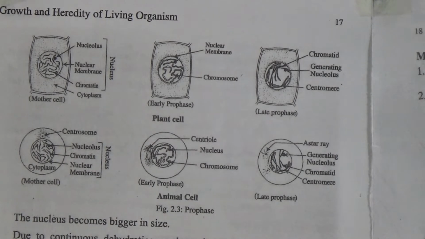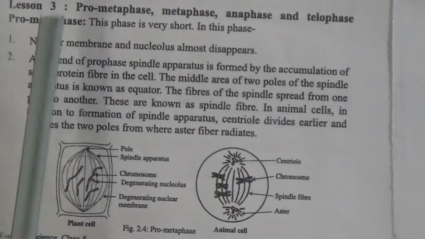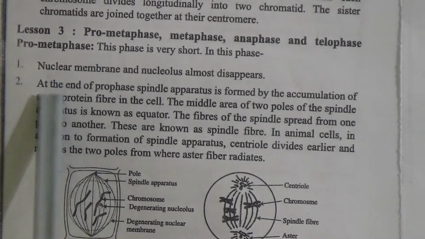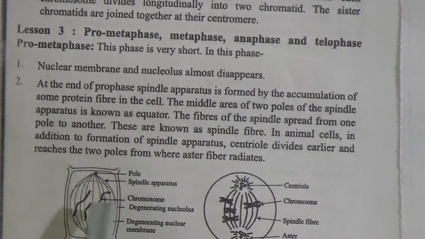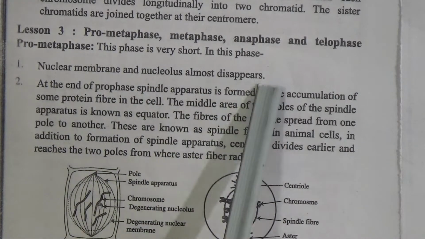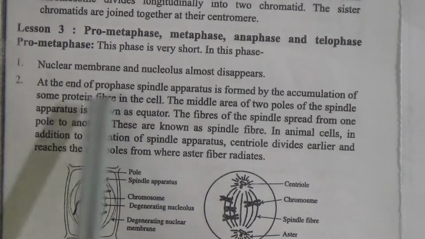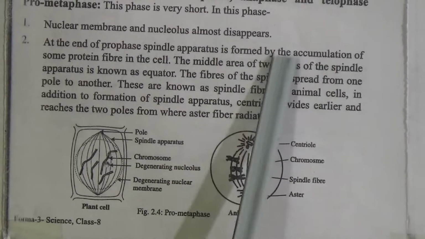Okay, now come to the next stage, prometaphase. Prometaphase, this phase is very short. In this phase, number 1, nuclear membrane and nucleolus almost disappear.